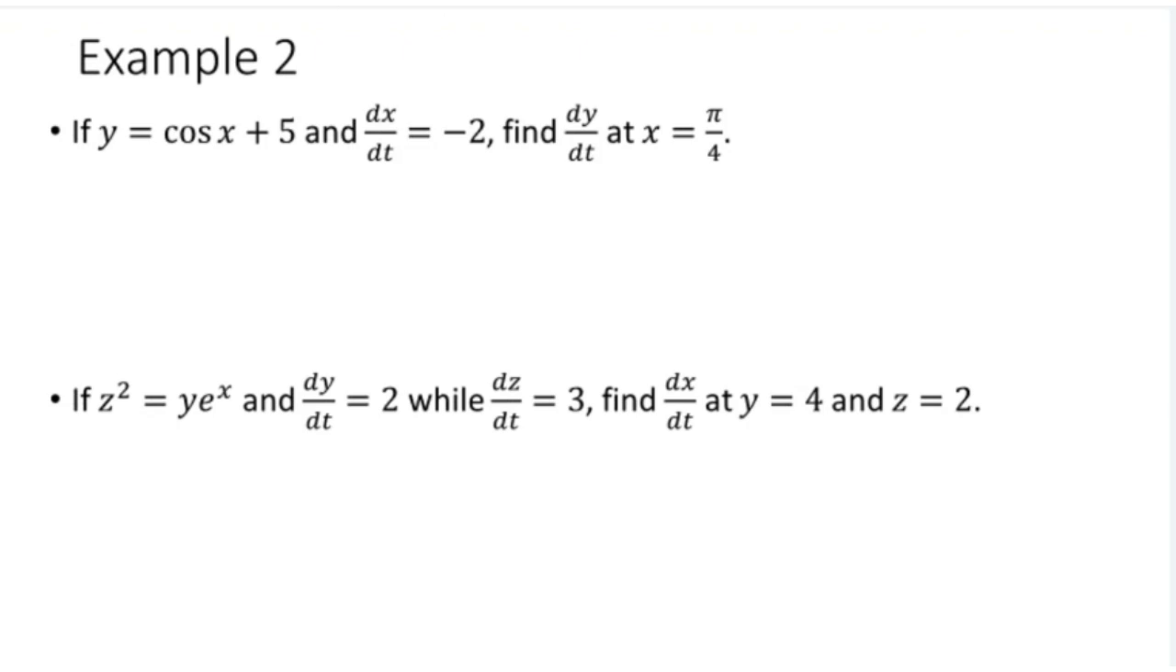Our first problem, we're told that y equals cosine of x plus 5 and dx/dt equals -2, and we're trying to find dy/dt at x equals pi over 4. Here, we see that x and y have to be functions of time, since dx/dt and dy/dt represent the rate of change of x and y respectively over time. So we'll start by taking our derivative implicitly with respect to t.